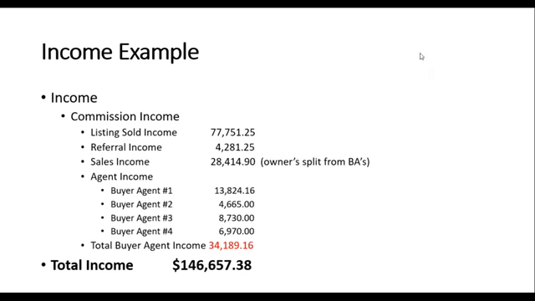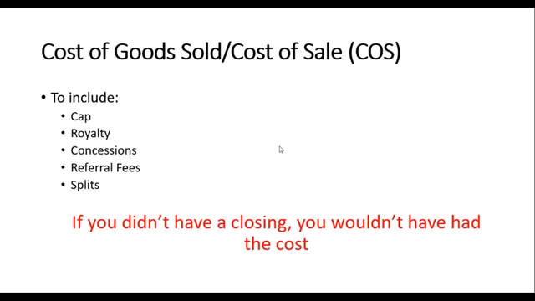Now let's go to the next slide and talk about costs of goods sold, or cost of sale. Under cost of sale, you might find cap, royalty, there might be concessions, referral fees, and the splits. When I'm working with some of the clients and they don't understand cost of sale, a really easy way to explain this is to think of it this way. If you didn't have a closing, you wouldn't have had this cost. If you didn't have a closing, you wouldn't pay cap. If you didn't have a closing, you wouldn't pay royalty.